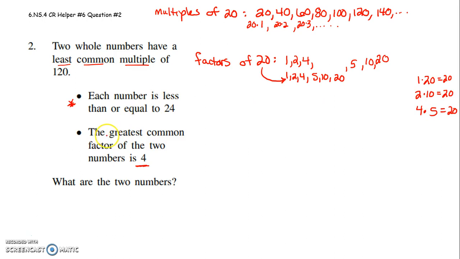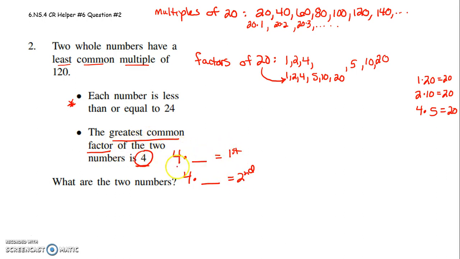All right. So it says the greatest common factor of the two numbers is 4. All right. What are the two numbers? Okay, given the fact that the greatest common factor is 4, that means 4 times something will get you to the first number, and 4 times something will get you to the second number that we're looking for. So these two numbers have to be multiples of 4.